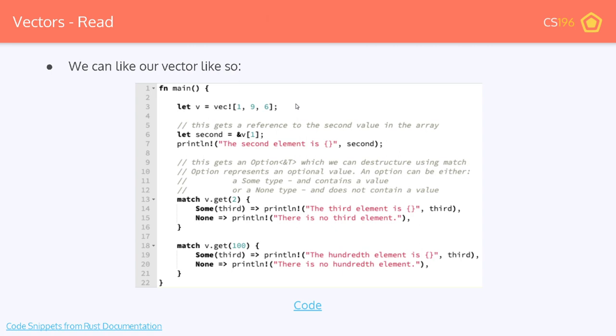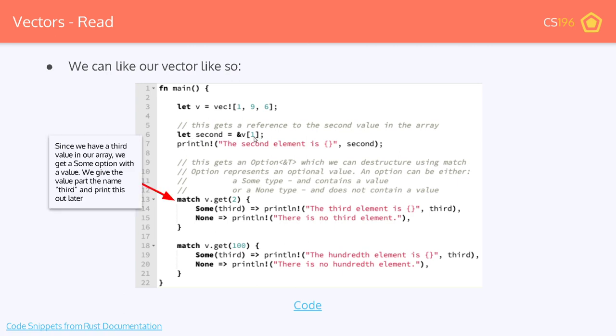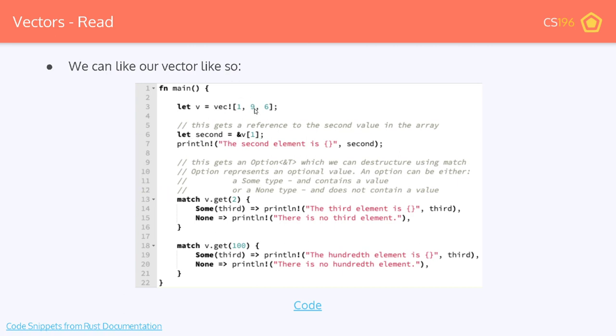One thing that I want to introduce you to now is this idea of Some and None. We have our vector of 1, 9, 6, and we want to get a reference to the second value. In this situation, we say let second equal v of 1, second index or first index, second value, and we'll print that out. But what if we don't necessarily know if that exists or not? What we can do is use this Some or None syntax.